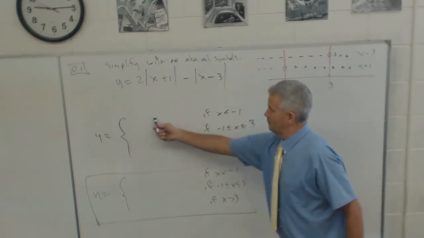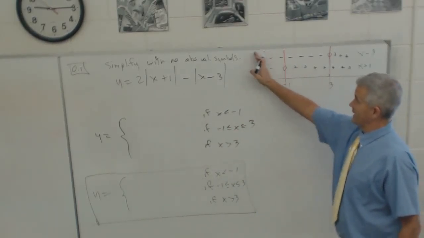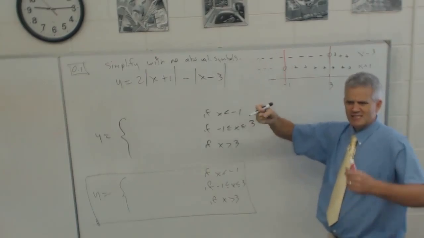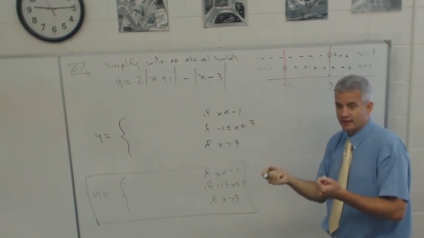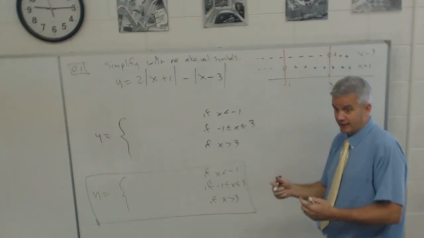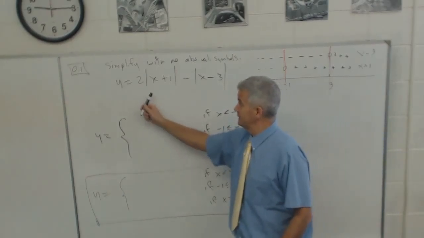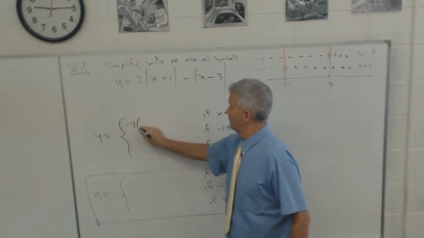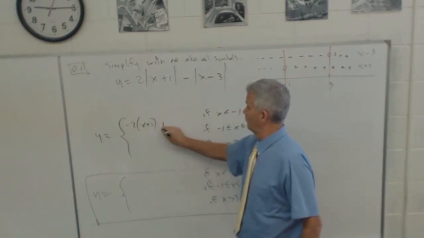Henry, give me this line. They're both negative here. X is less than -1. Both of these things are negative. What's the absolute value of a negative thing? The negative. The opposite of it, the negative of it. So we write -2 times x plus 1 plus x minus 3.